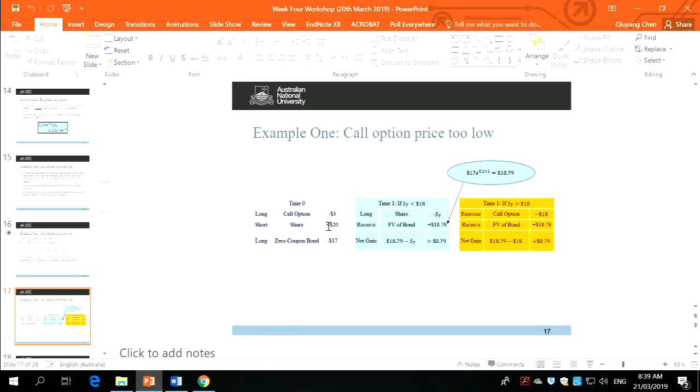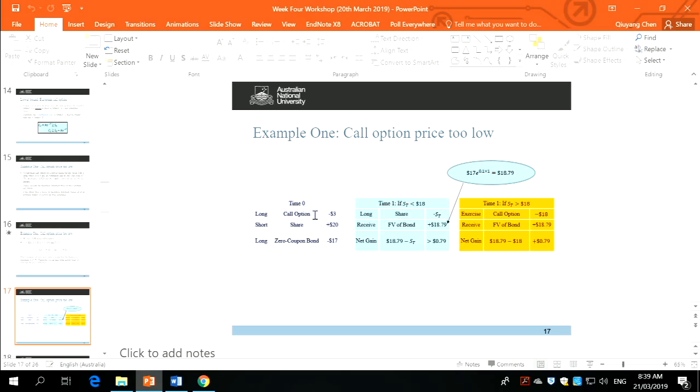Sorry, I should clarify this. When you're shorting the share, you'll be paid, so you will be getting $20 cash in your pocket. Now you're going to spend $3 out of that 20 on the call option, and the remaining cash goes into the zero coupon bond.